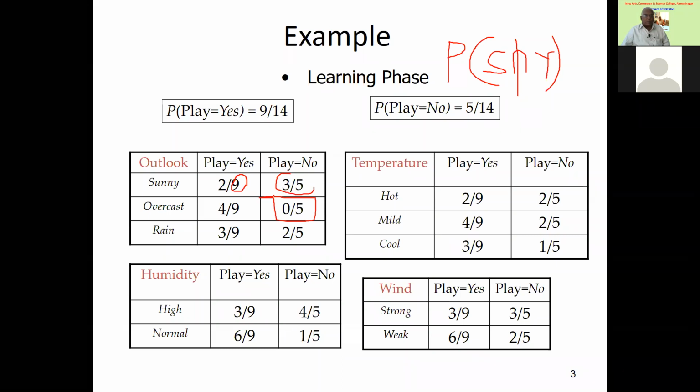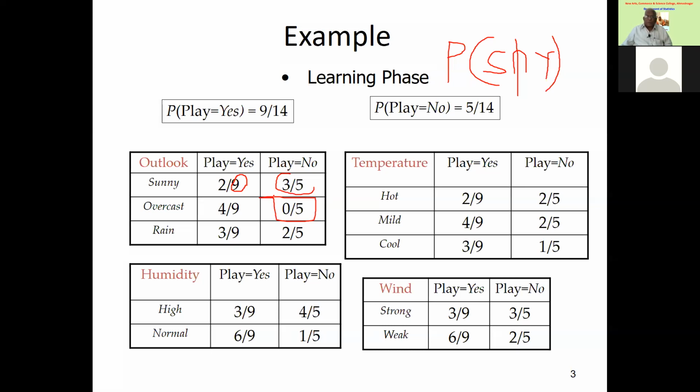So all these 6 probabilities are calculated. Sunny, play yes. Sunny, play no. Overcast, yes. Overcast, no. Rain, yes. Rain, no. Now if you see the total of yes column, that is 1. If you see the total of no column, that is also 1. Don't take the total of sunny column. Don't take the total of overcast column. That will not add up to 1.